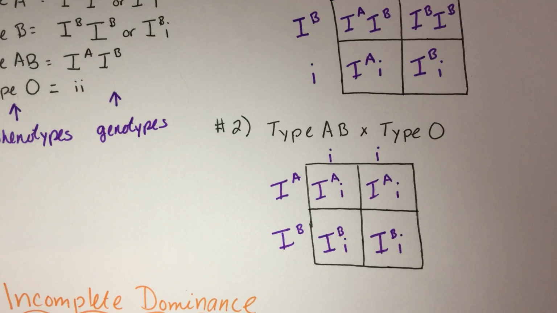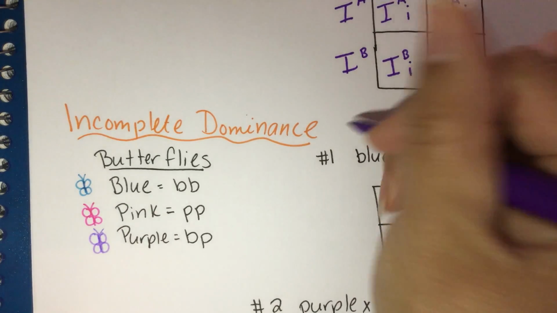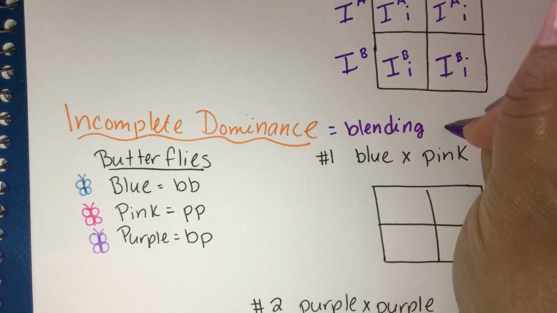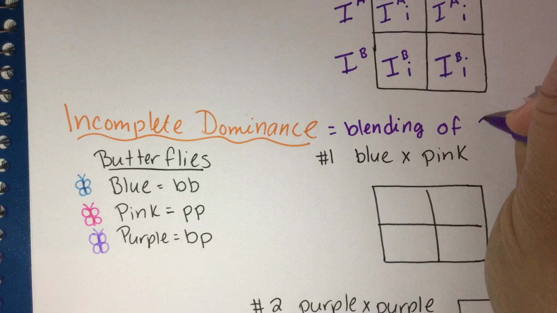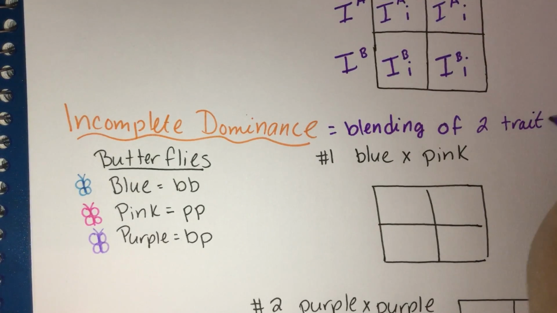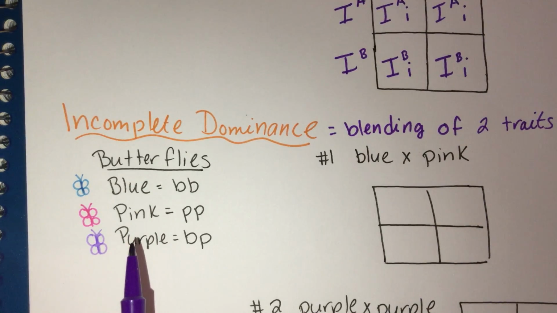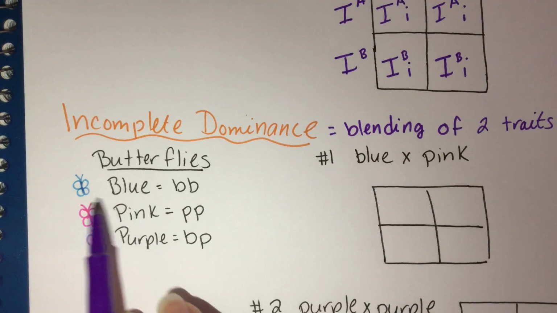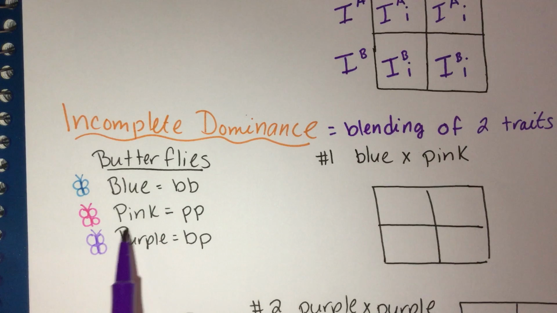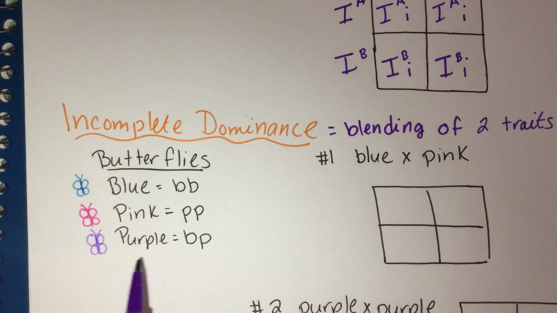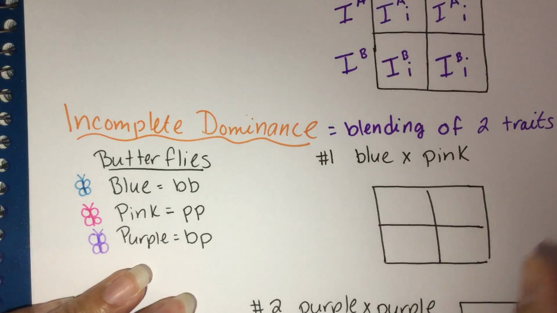So those are our examples for codominance. Our next example is for incomplete dominance. So incomplete dominance is a blending of the two traits. For example, we talked about flowers in the other video. Now we could talk about butterflies. So let's say that we have a blue butterfly. That's going to be BB. Pink butterfly, PP. And if you mix those two together, if you mix blue and pink together, you're going to get a purple, a light purple. So you have BP. So we're going to be blending these traits.